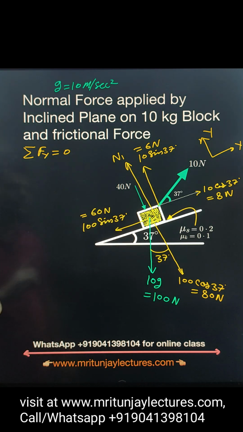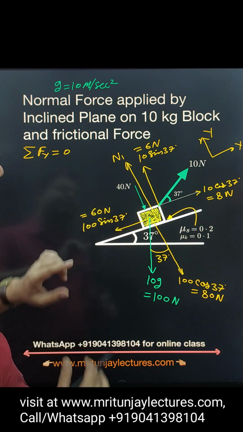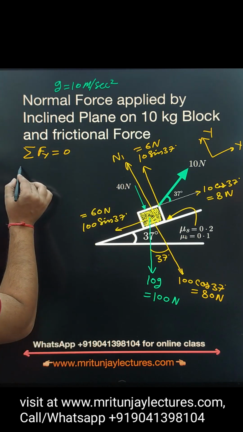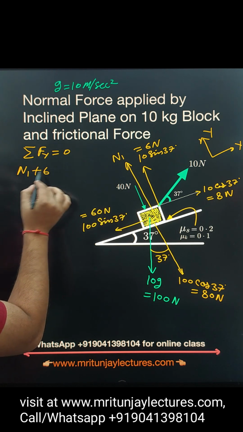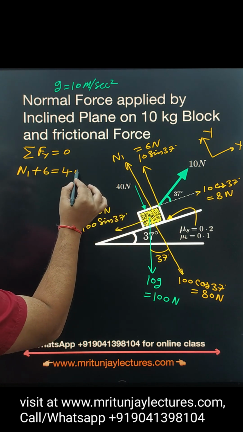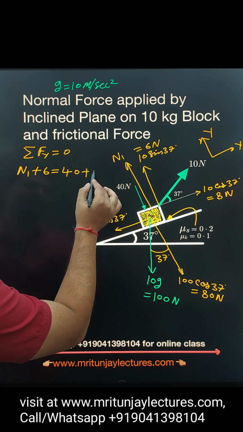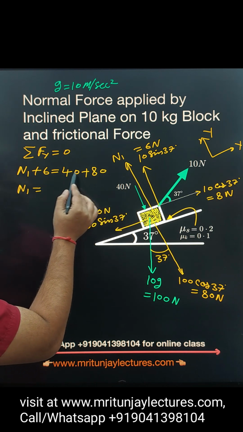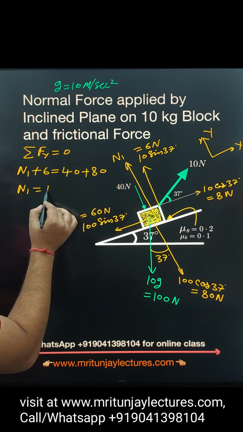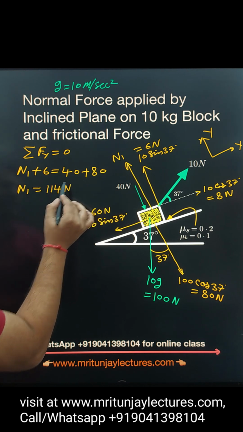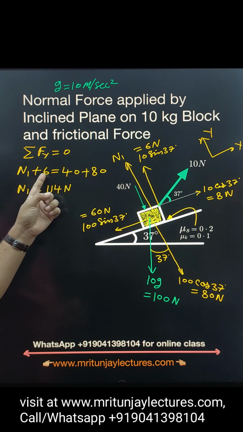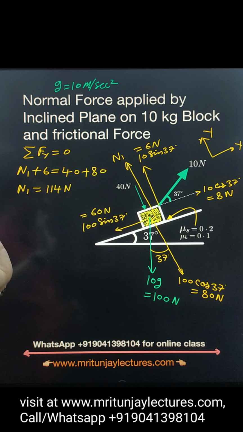Okay. So first of all, look here. In Y direction, force N1 plus 6, N1 plus 6 written here, is equal to 40 plus how much? 80. So what about N1? N1 is 114 Newton. That is 120 minus 6, that is how much? 114 Newton. Okay. After that, look here very carefully.